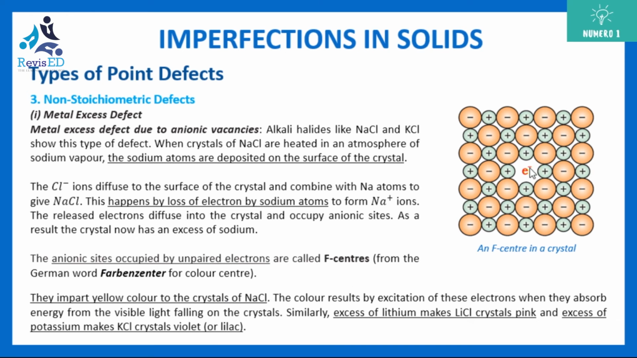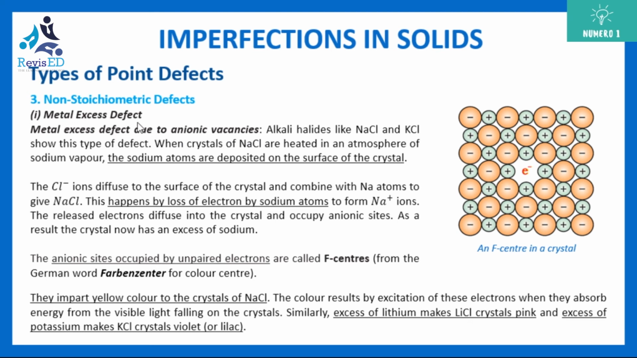About coloring, we will study much more in detail in coordination compounds. Apart from this, excess of lithium gives LiCl a pink color, and excess of potassium gives KCl a violet or lilac color. So that is responsible for specific colors. These colors are important, so please remember that NaCl is yellow in color, and when excess of lithium is there, it is pink in LiCl. Excess of potassium gives violet or lilac color in KCl crystal. So this was due to anionic vacancy. Basically anions are in lesser quantity.